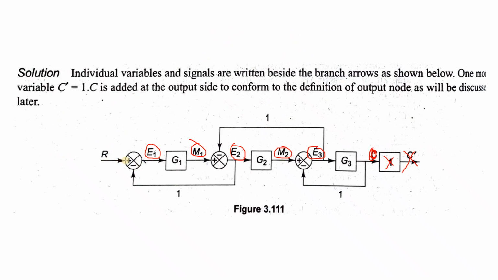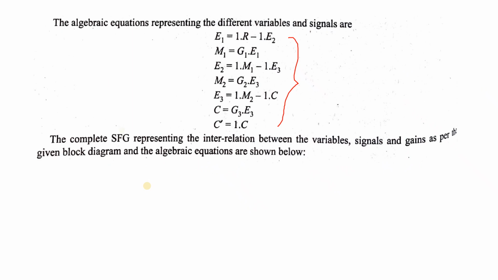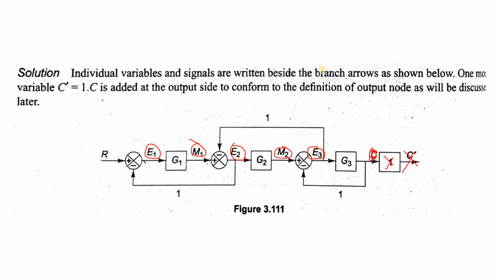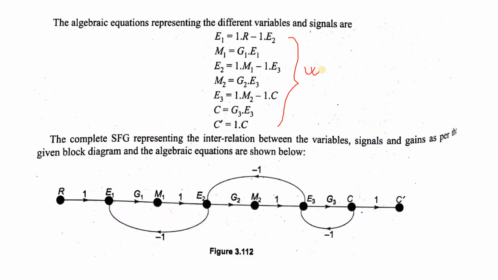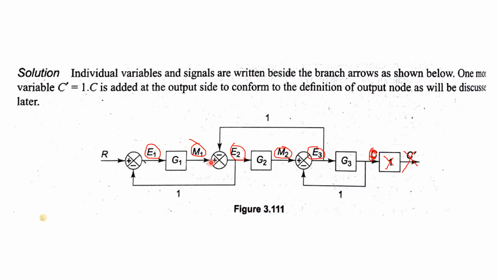What is relation? E1. E1 is the error. E1 is nothing but R minus E2. Okay, you don't have to go through this. It is just for your explanation. I think you can directly represent this by how I've shown you. See, this is the way you have to represent it.